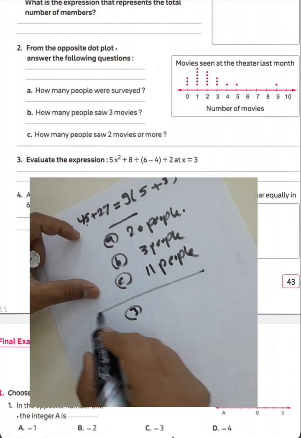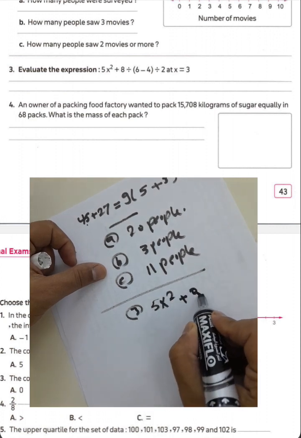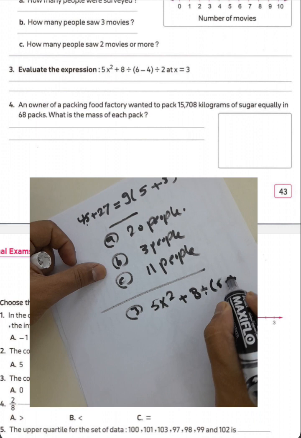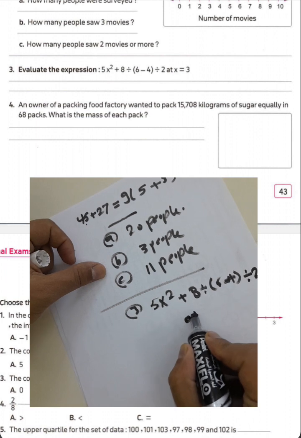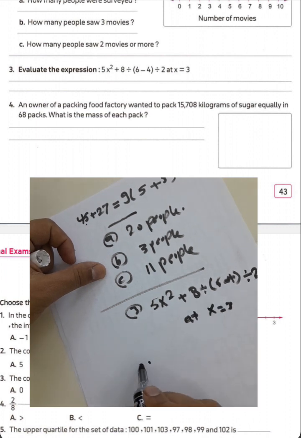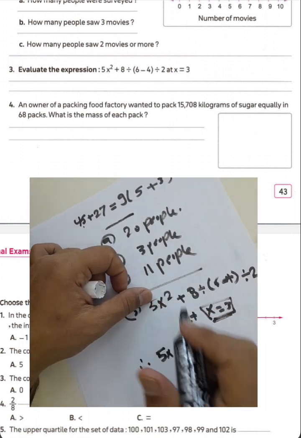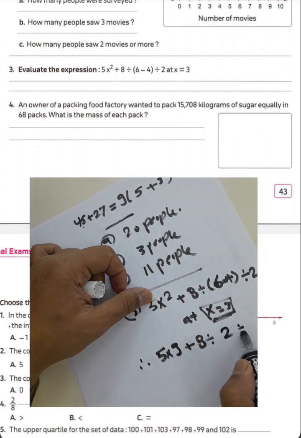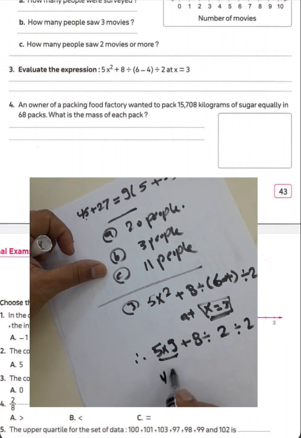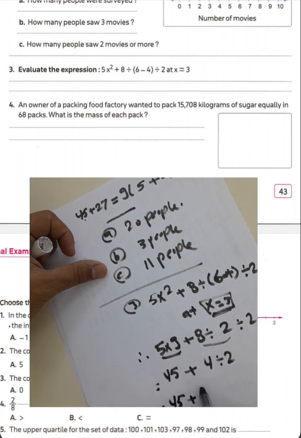Question number 3. Evaluate the expression 5x squared plus 8 divided by 6 minus 4, plus 6 divided by 2 at x equals 3. Then put x equal 3 here. 5 multiplied by the value of x, 3 squared equals 9, plus 8 divided by 6 minus 4, which is 2, divided by 2. 5 times 9 equals 45, plus 8 divided by 2 equals 4. 4 divided by 2 equals 2, and then 45 plus 2, the result will be 47.